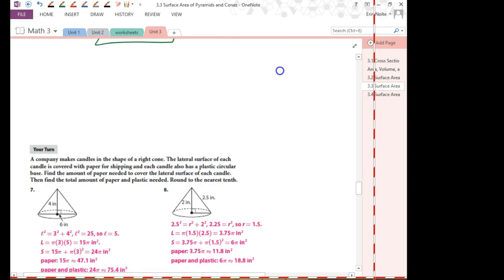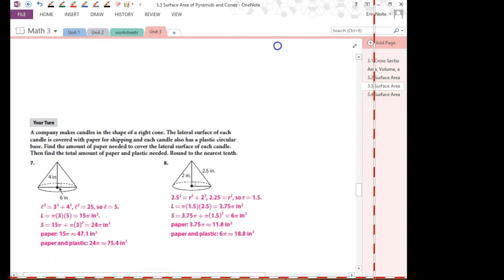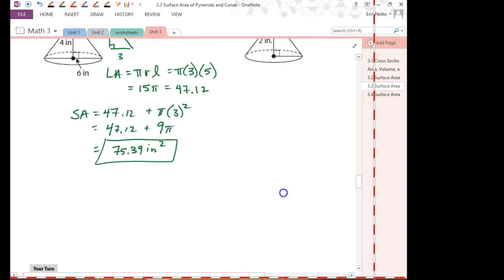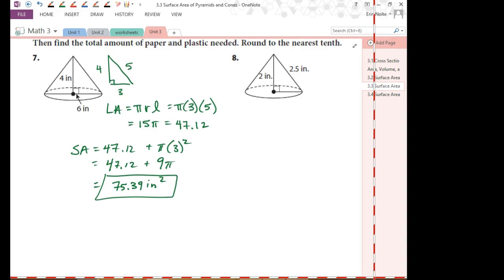And we can even double check that. Let's see. Perfect. They got 75.4. We'll call that good. Okay, so we good there? That one's actually pretty easy. The cylinder is, there's not much you can do with the cylinder.